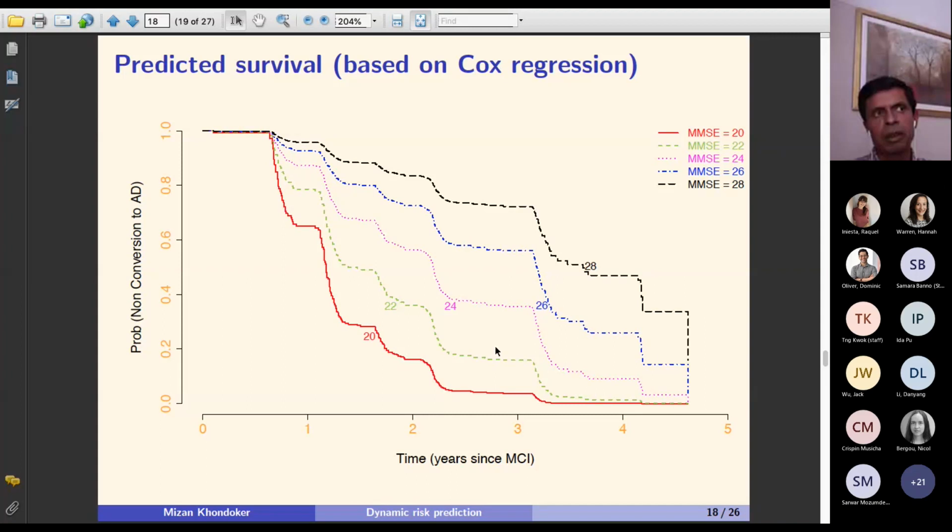And people with an MMSE score of less than 9 probably already have Alzheimer's disease, which is reflected in this curve. So even at the baseline, MMSE seems to be a strong predictor of conversion to Alzheimer's disease. If we can use the longitudinal MMSE measures for prediction, this would be even better. So if you consider a risk prediction model for dementia, it makes sense to include the longitudinal MMSE score as a useful predictor.